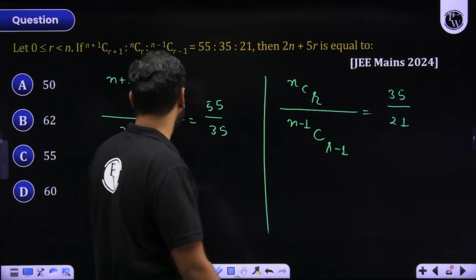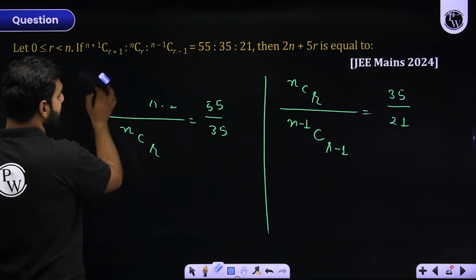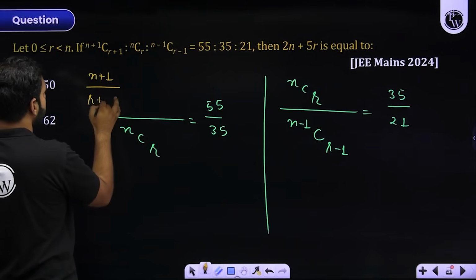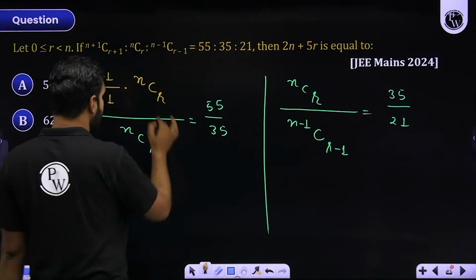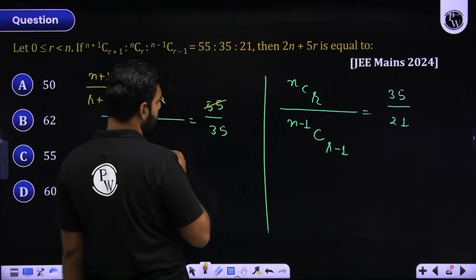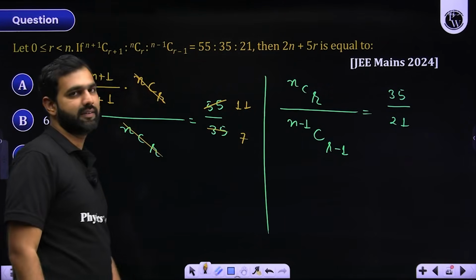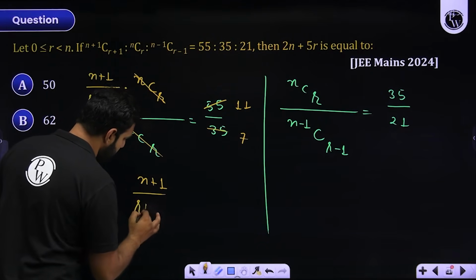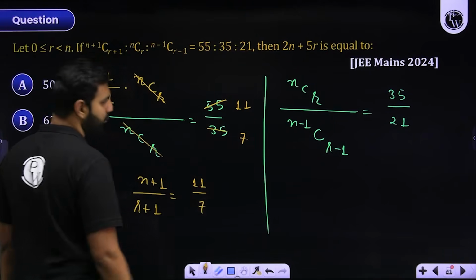Getting back to the discussion we were having, I hope you can very clearly see N plus 1 C R plus 1. I won't hesitate in writing it as N plus 1 by R plus 1 times NCR. And I hope you won't mind me cancelling this by this. And of course, 55 and 35, so 5 times 11 and 5 times 7. So this is going to be 11 by 7. So from here, I have reached the conclusion that N plus 1 by R plus 1 equals 11 by 7. Do you have any confusions on that?